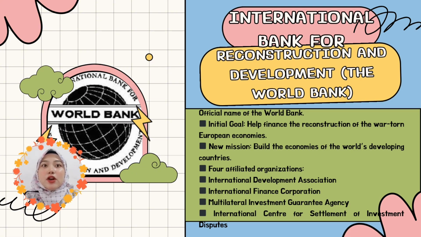Let's focus now on one of those key institutions born from Bretton Woods, the International Bank for Reconstruction and Development, widely known as the World Bank. Initially, its primary goal was to help finance the massive reconstruction effort of the war-torn European economies after World War II. Its mission was to provide crucial funds to rebuild infrastructure, industries, and restore stability in devastated nations.